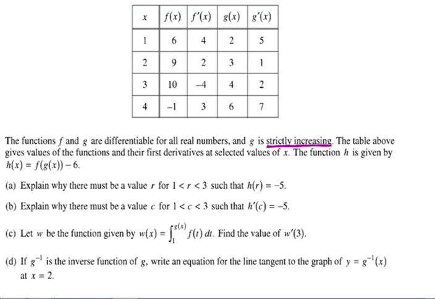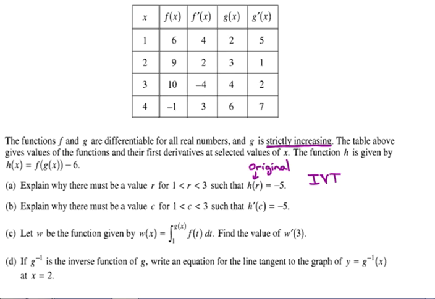The table above gives values of functions and their first derivatives. The function h is given by f of g of x minus 6. Part A, explain why there must be a value r between 1 and 3 such that h of r is equal to -5. Now, we're talking about the original function here. So when we're talking original function, that's when you should think intermediate value theorem. You should think IVT. If it's talking about the original function, you should think IVT.